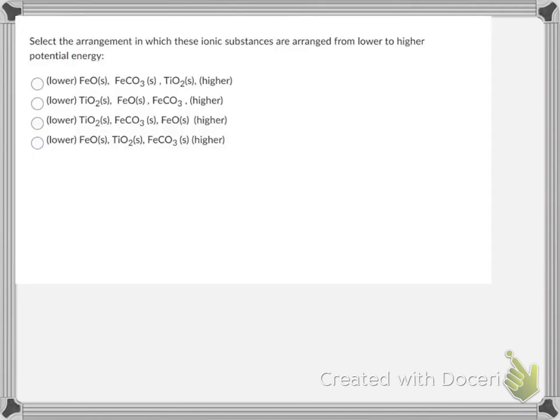All right, so the final example we have is ionic. You were asked to rank lower and higher potential energy. So the first thing we do is our charge analysis. For FeO, we have O2-, and to determine iron's oxidation state, we sum the charges and set it equal to 0, which is the total charge of the ionic substance. And that means iron has a 2+ charge.